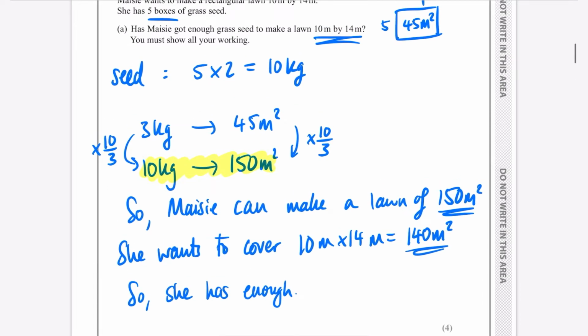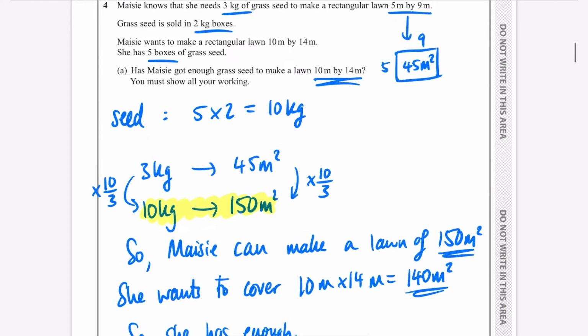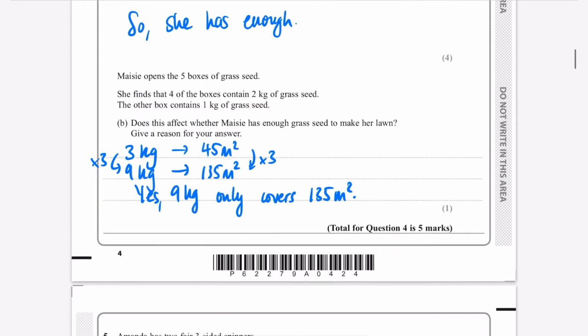You could have instead found out how many boxes or how many kilograms she would need to do 140 meters squared and compared it in that way. So there's lots of different ways you can answer this one.